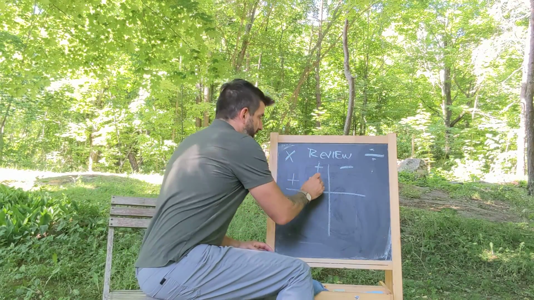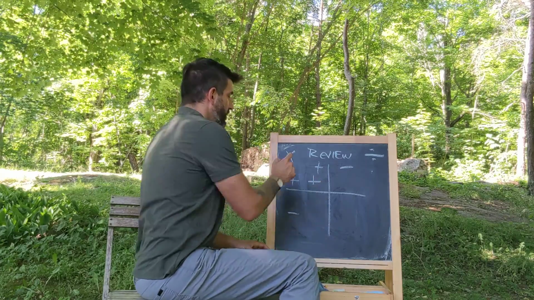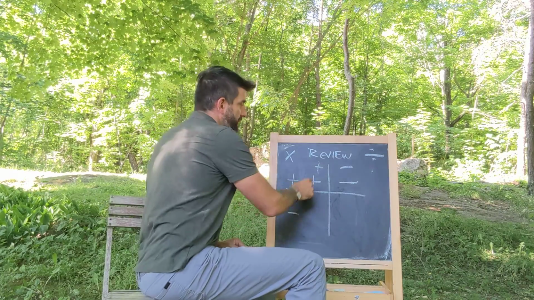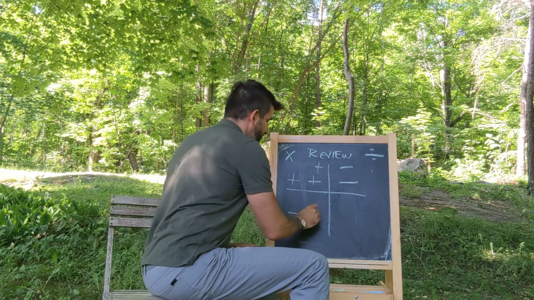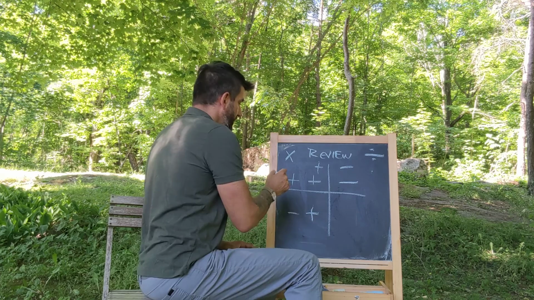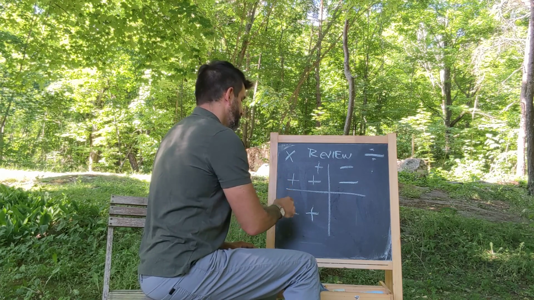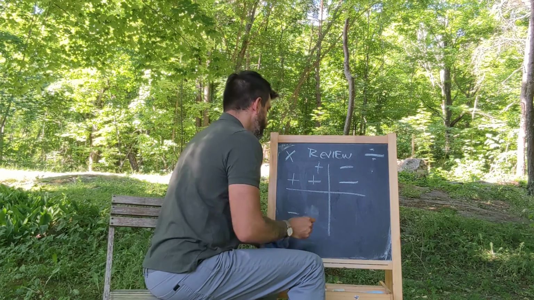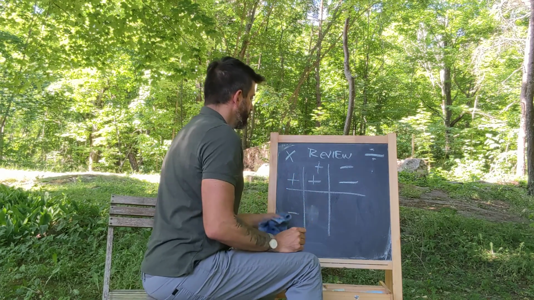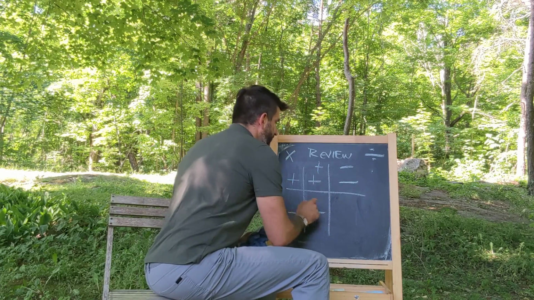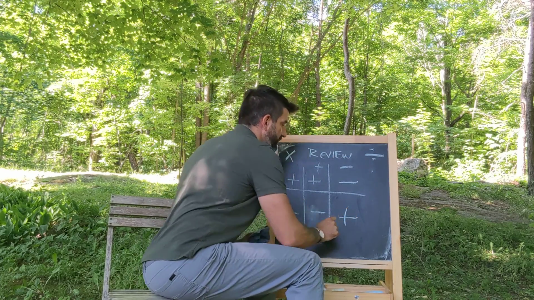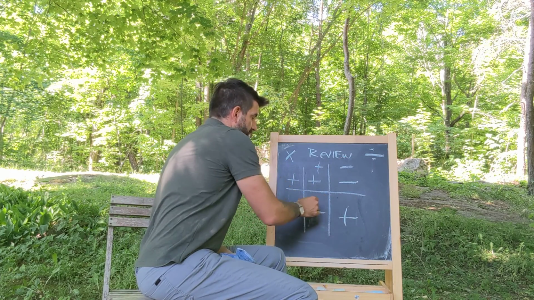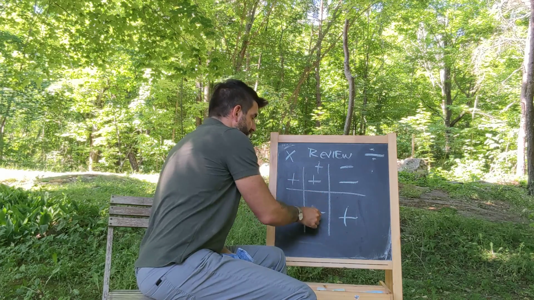So positive times a positive gives us a positive value. Positive times a negative gives us a negative value. A negative times a negative gives us a positive value. And what's the one I'm missing here? Actually, this one would be negative times a positive, I know what's wrong. There. So a negative times a positive is a negative value, and a negative times a negative is a positive value. So your square looks like this. This is negative times a negative gives us positive. Negative times a positive gives us a negative.